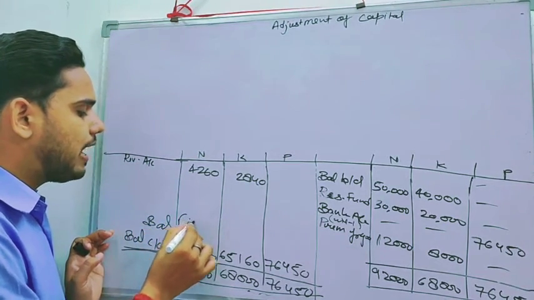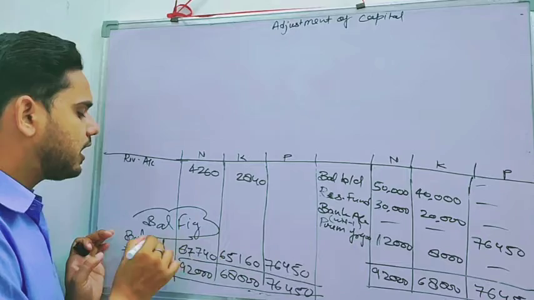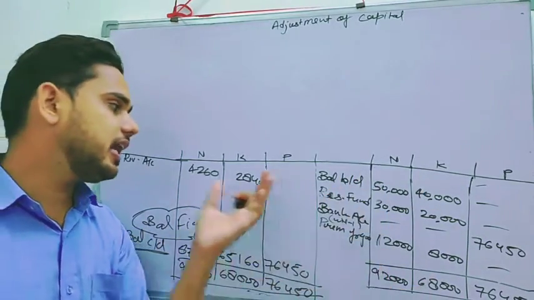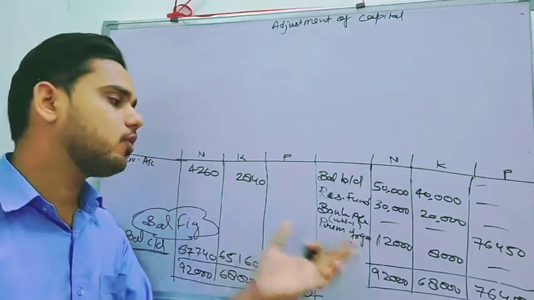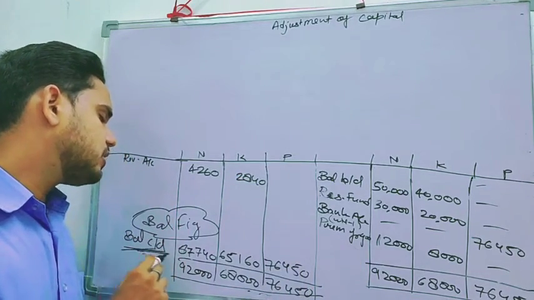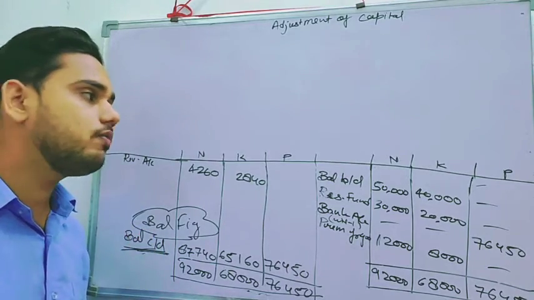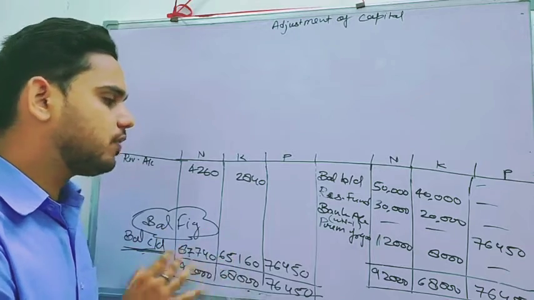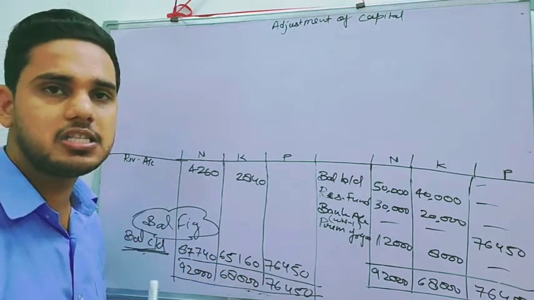This was our balancing figure, which we calculated by totaling the credit side and deducting the total of the debit side from the total of the credit side. So we can say that the closing capital was our balancing figure of this account. And after finding the balancing figure, the total of both sides got matched, right?